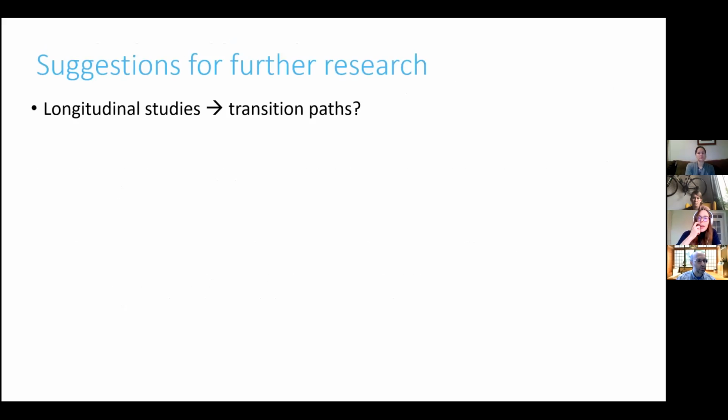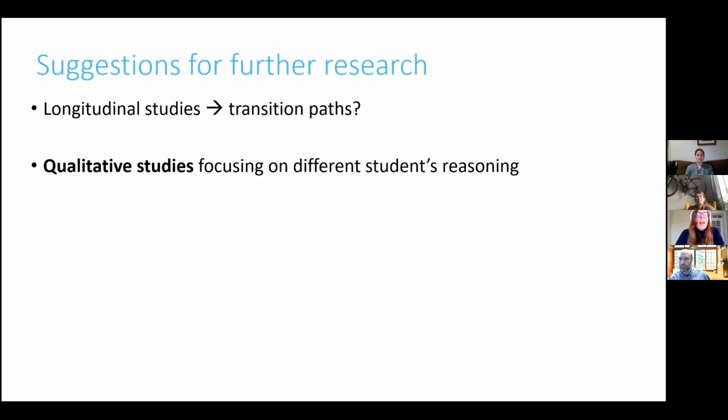So to end with some suggestions for further research, of course, this is based on cross-sectional data. So longitudinal data is much better to really look into this evolution of the profiles. So longitudinal studies can look at the transition path. So is it the case that all learners go through the same profiles from the naive to the correct understanding or not? And qualitative studies can really help us to look into the reasoning processes of the learners.